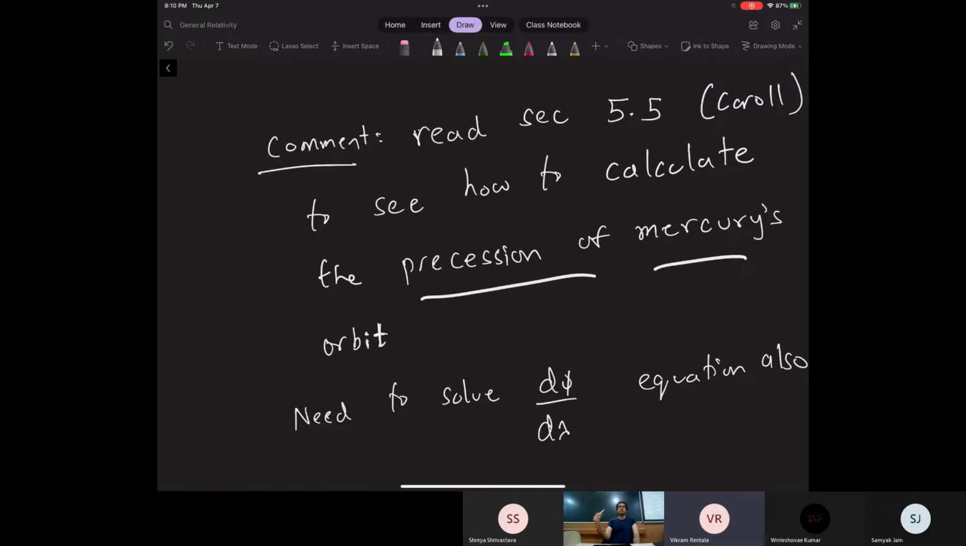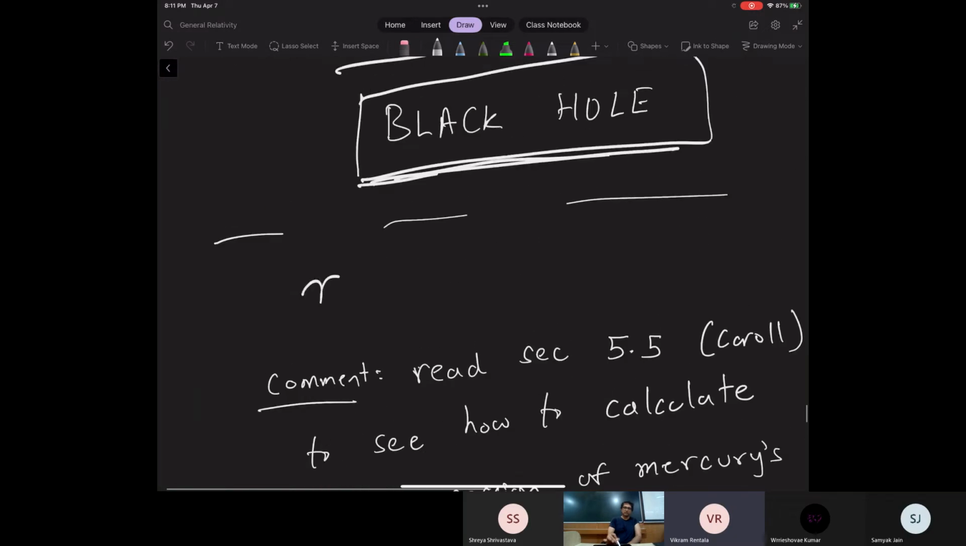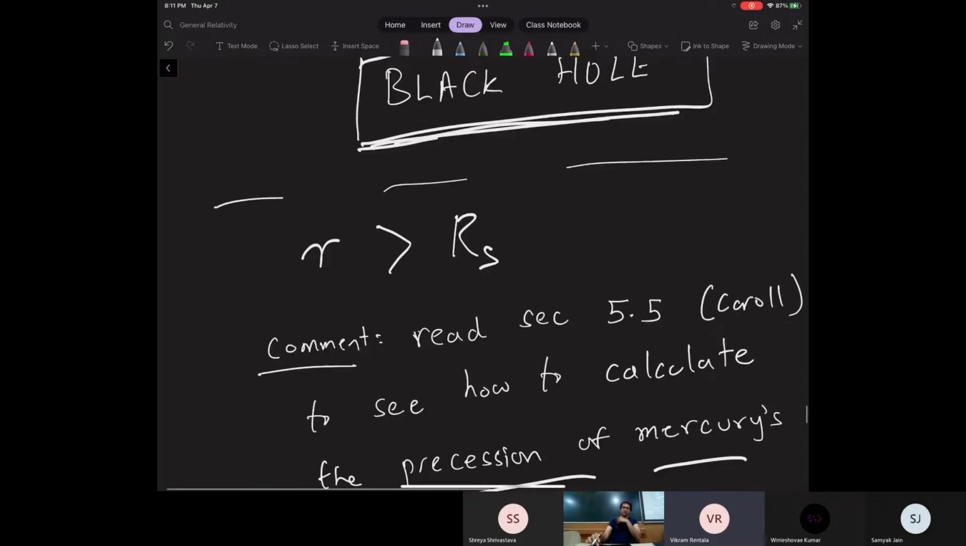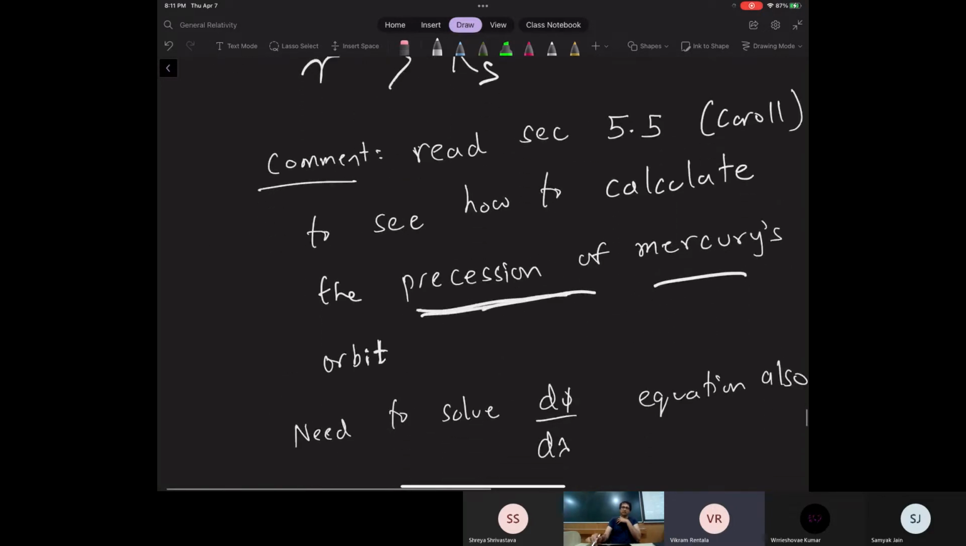What you can show is that it leads to precession of the perihelion. If you have an elliptical orbit at sufficiently large r, then I can treat this GM by r cube as a small perturbation to the potential. Certainly for Mercury, even though it's close to the sun, it still has a radius much greater than the Schwarzschild radius of the sun, which is only 3 kilometers. So you can still treat this as a small perturbation to Mercury's elliptical orbit, and you can show that there's a precession of Mercury's elliptical orbit.